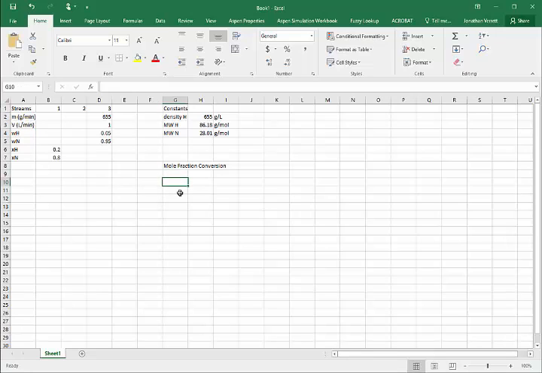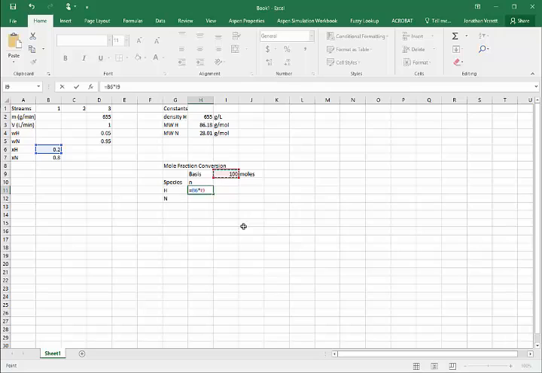And so for this, I'm going to take my species. One is hexane, one is nitrogen. If I take a certain basis, so here I'm just going to say I have 100 moles of this stream 1. And so in that 100 moles for hexane, I'm going to have 0.2, which is my mole fraction, multiplied by the number of moles.